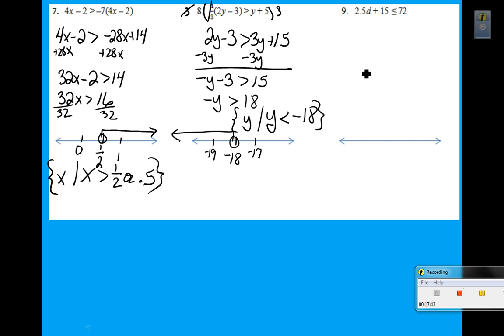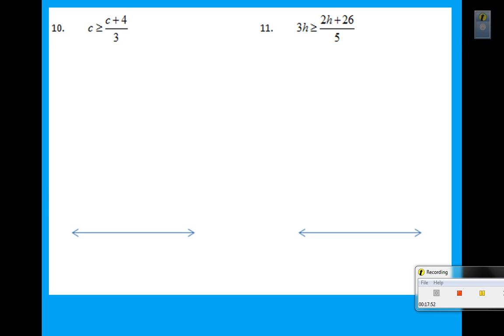Okay. Hey, I'm going to skip number 9. I don't think you need it. Subtract 15, divide by 2.5. I think you're going to be golden there. Let me show you number 10, maybe number 11.